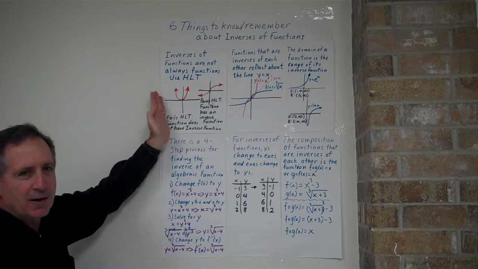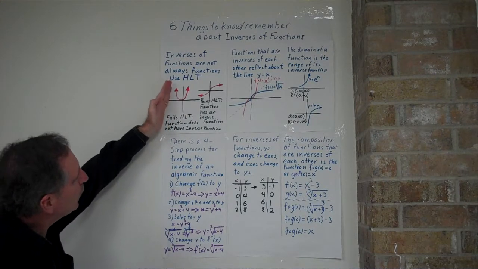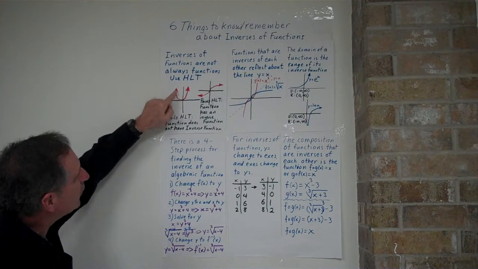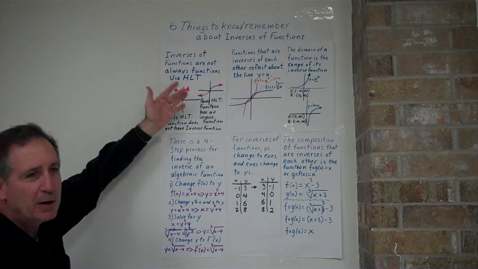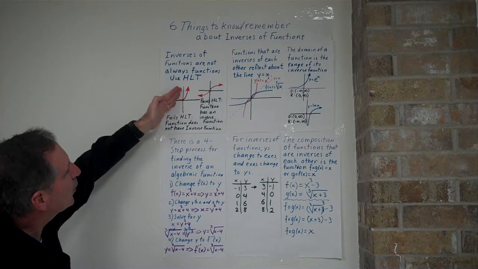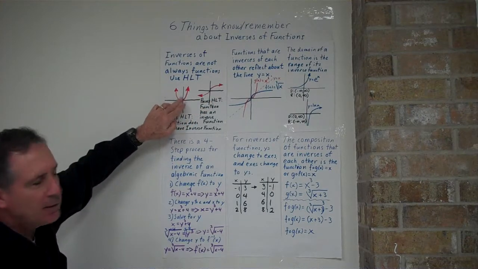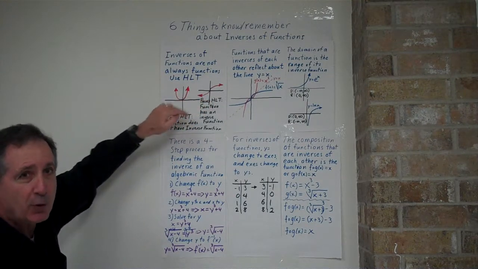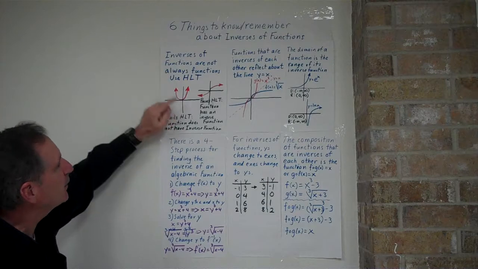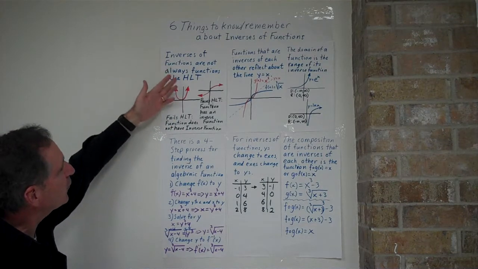Because the horizontal line test determines if, when we take the inverse of this function, that inverse will be a function. Of course, when we rotate this parabola to open to the right, that rightward opening parabola is going to fail the vertical line test. So inverse functions are not always functions.